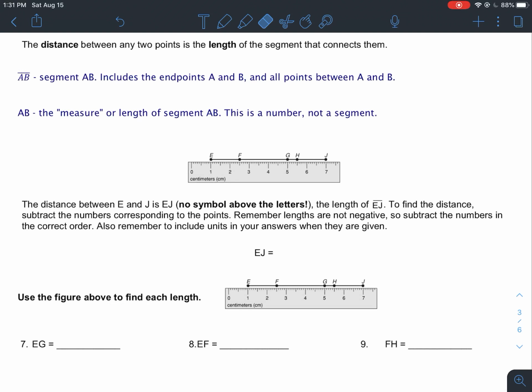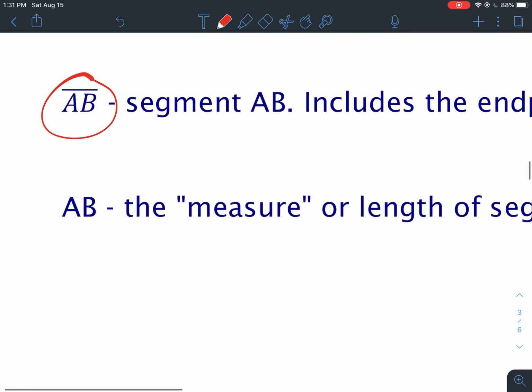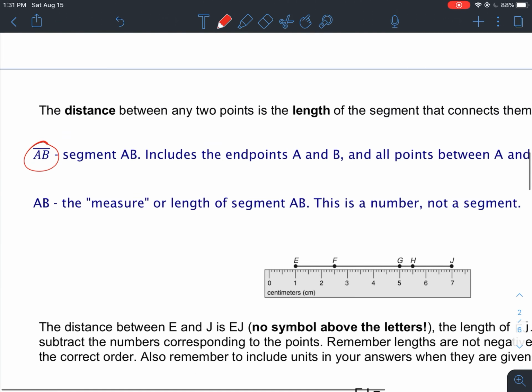All right, next slide. The distance between any 2 points is the length of the segment that connects them. So here, we already know this one. That's called segment AB. That's the actual physical segment. Okay, that's something like you could pick up. It's a pencil. It has an endpoint and an endpoint, and it's something you can actually physically pick up. Okay, if you take that segment hat off, it no longer is that segment.